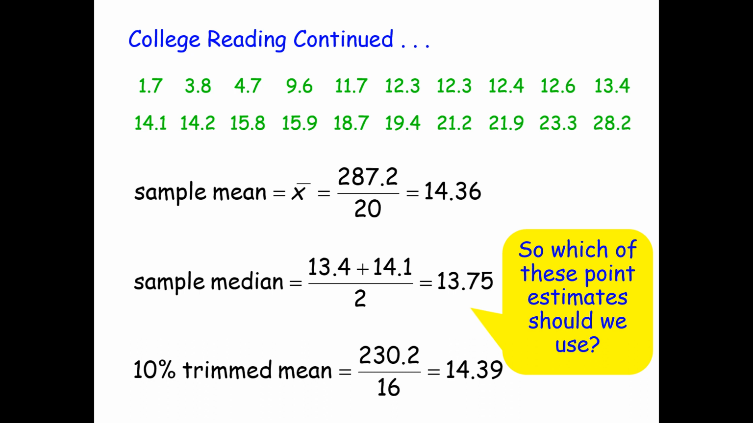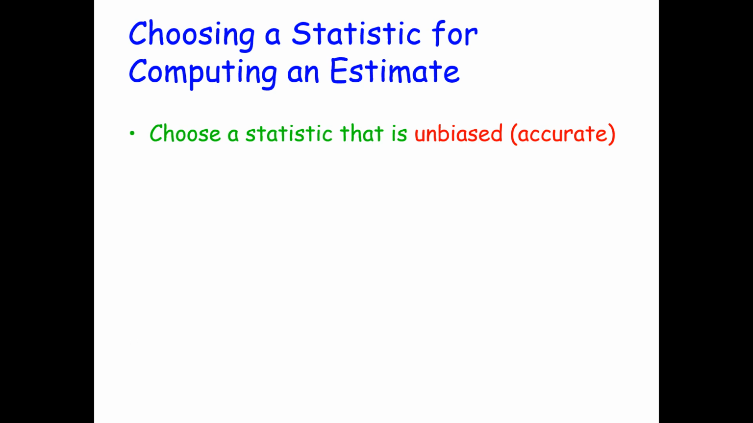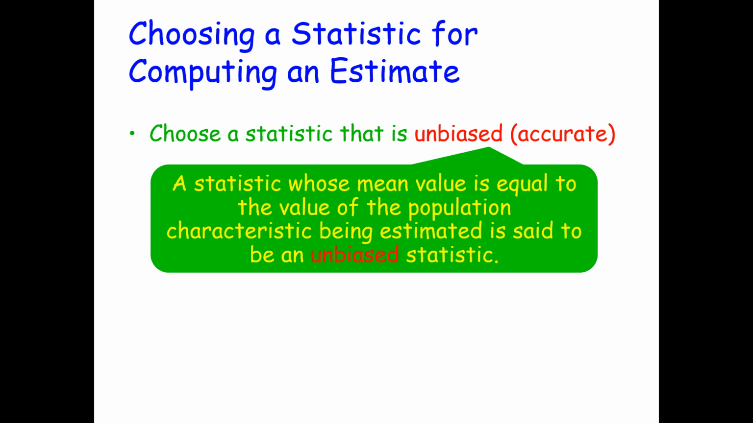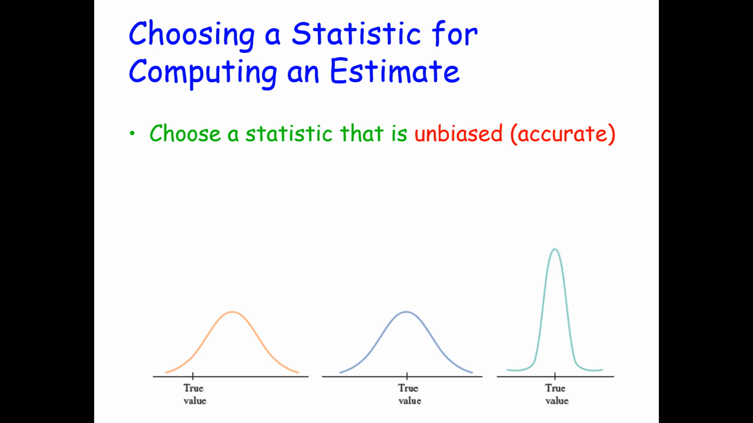So let's talk about choosing a statistic for computing an estimate. You want to choose a statistic that is unbiased, that's accurate. Now, a statistic whose mean value is equal to the value of the population characteristic being estimated is said to be an unbiased statistic. So let's look at some graphs.